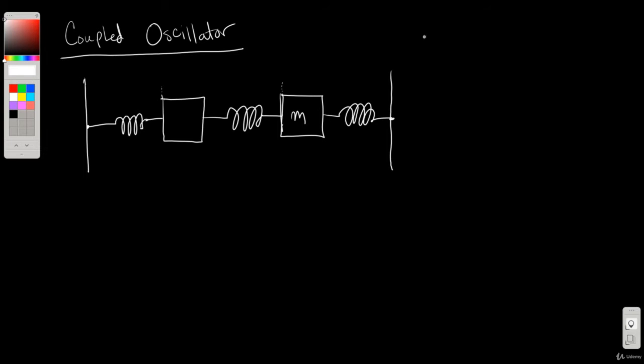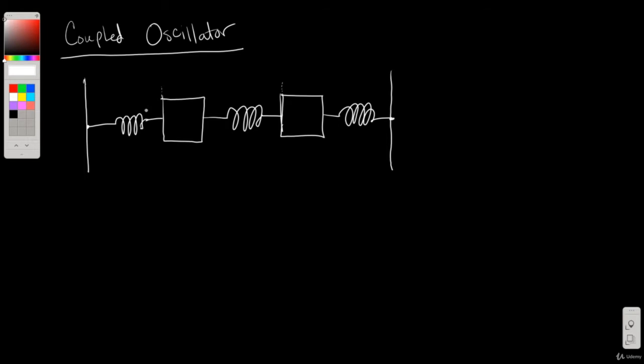Hello everyone. So in this video we're going to have this coupled oscillator discussion. The utility of the coupled oscillator is we actually get to solve for the eigenmodes and the eigenvalues of a system.